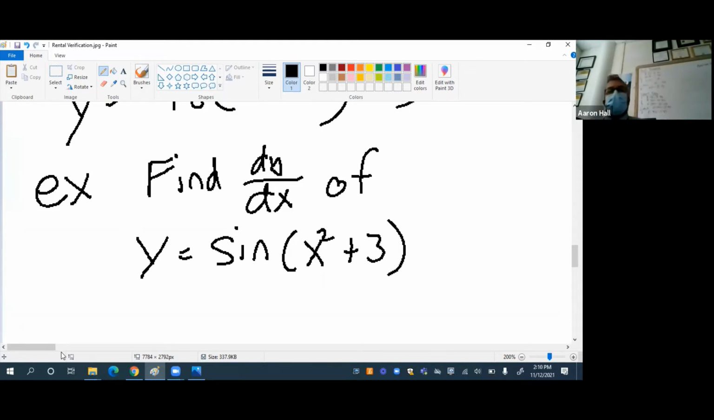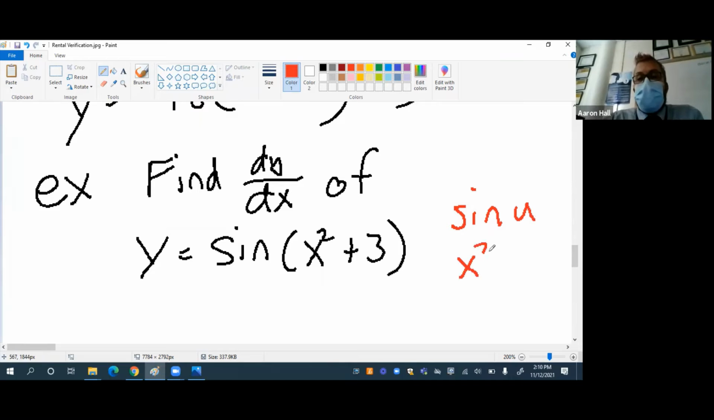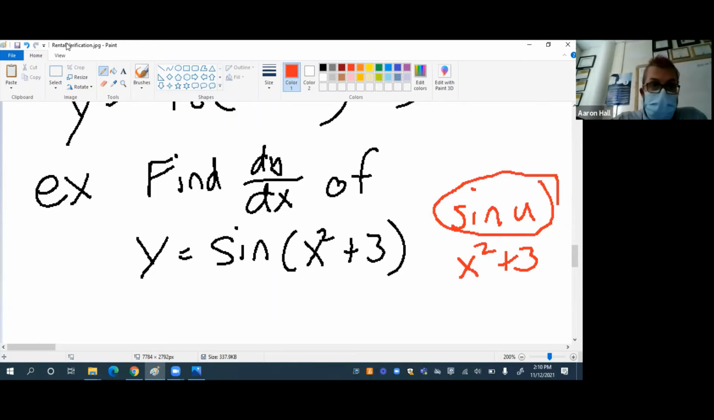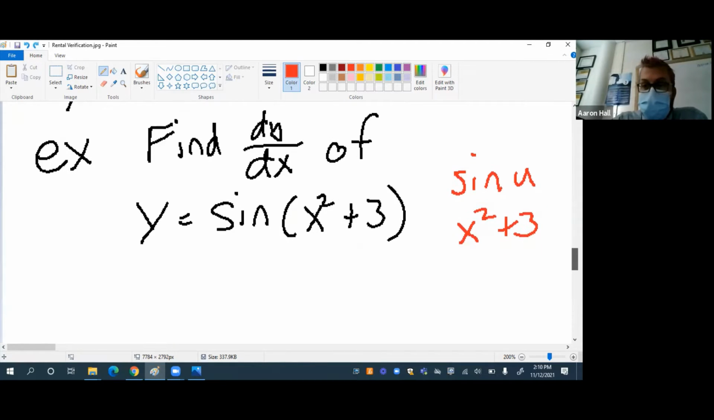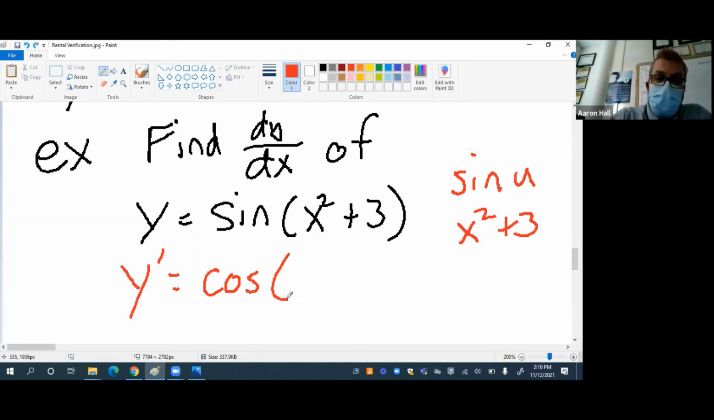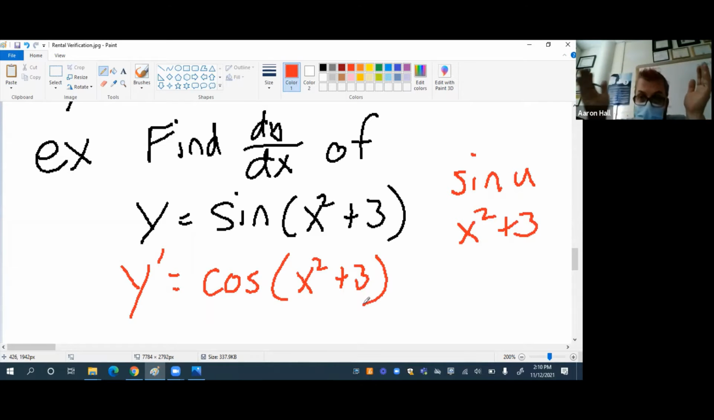What is the outside function first? Yeah, it's just sine of u. That's the outside function. What's the inside function? X squared plus 3, yeah. And so we're going to do the chain rule. And remember, the chain rule is the derivative of the outside function times the derivative of the inside function. So we're taking the derivative of the outside function, which is what? Yeah, so my derivative is going to be cosine of u, but it wasn't ever u, it was what? X squared plus 3.